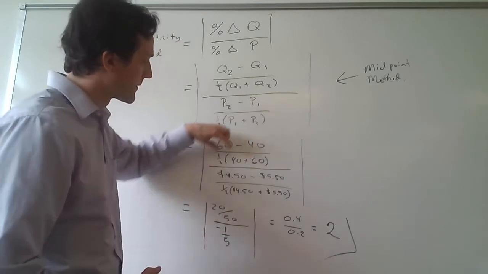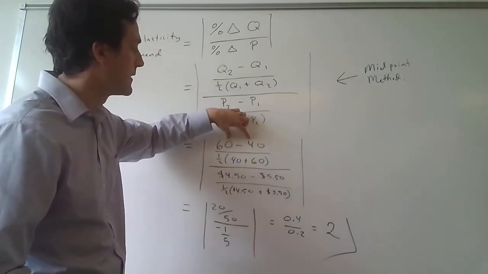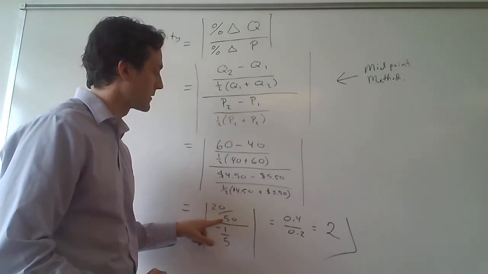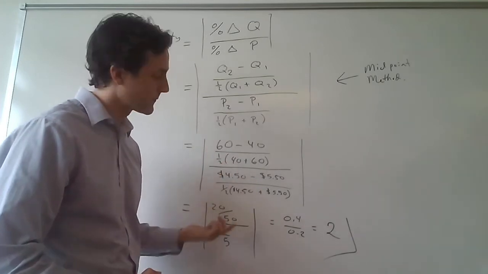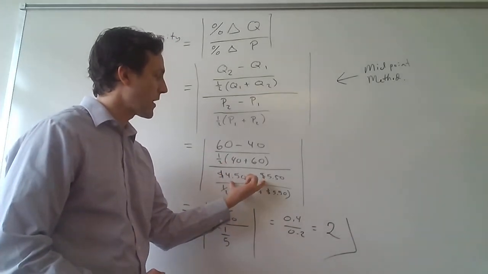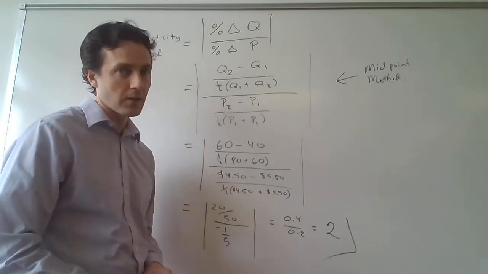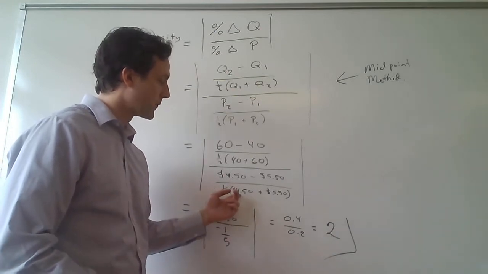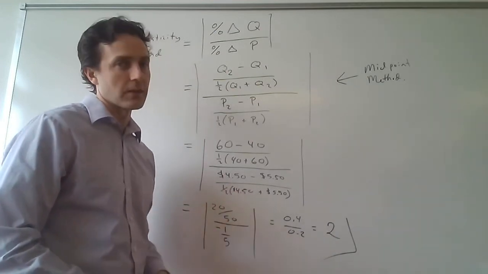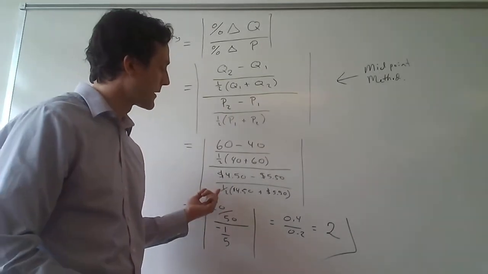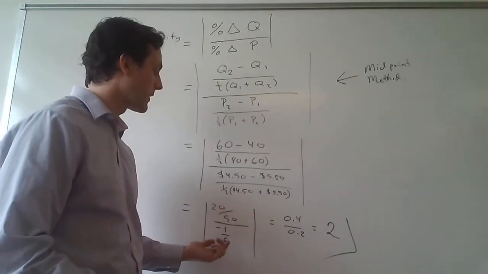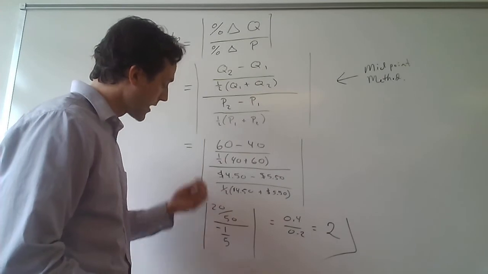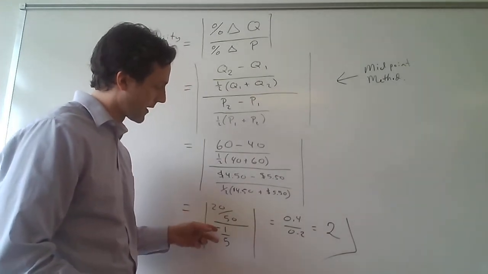Okay, so doing the math here, the change in the quantity is 20. The average, 1/2 (40 plus 60), is 1/2 times 100, which is 50. Then the change in the price, $4.50 minus $5.50, is negative $1. And the average of $4.50 and $5.50, added up, is $10, and 1/2 times $10 is $5. The units cancel, dollars divided by dollars. So we have 20 over 50 divided by negative 1 over 5.